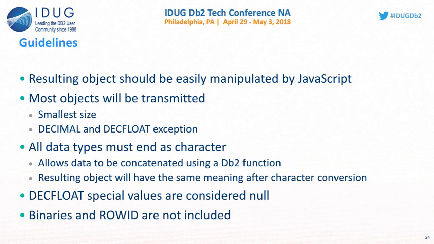The guidelines that I use, because it's always important to have requirements, or if you don't have requirements, to at least have some guidelines that you're chasing after. We want the resulting object to be easily manipulated by JavaScript. So I don't want to pass them anything that's going to make them choke, because that's not how we do distributed processing well.